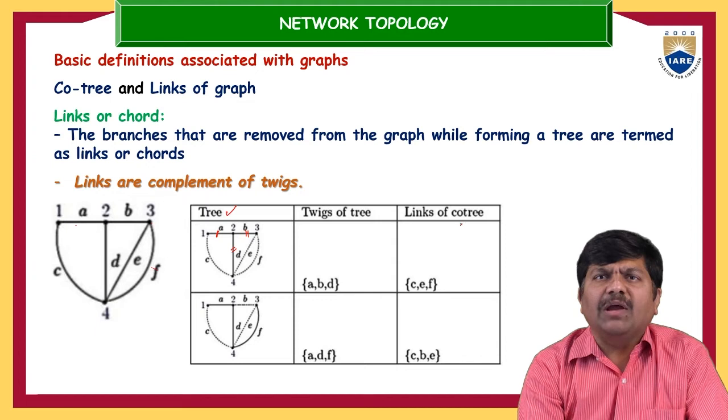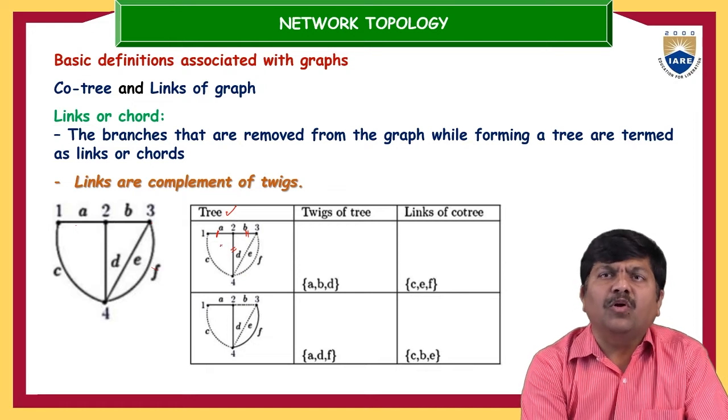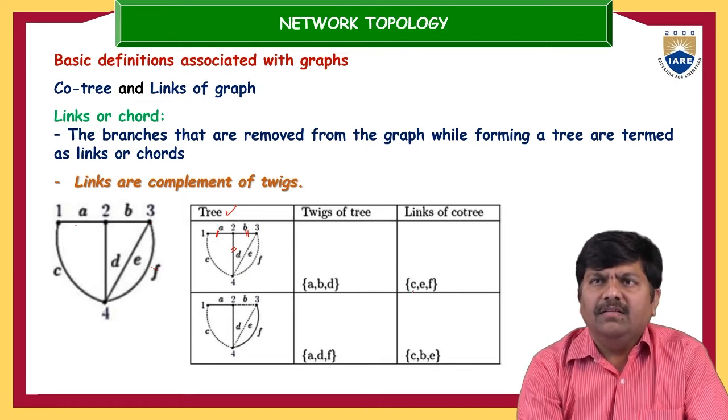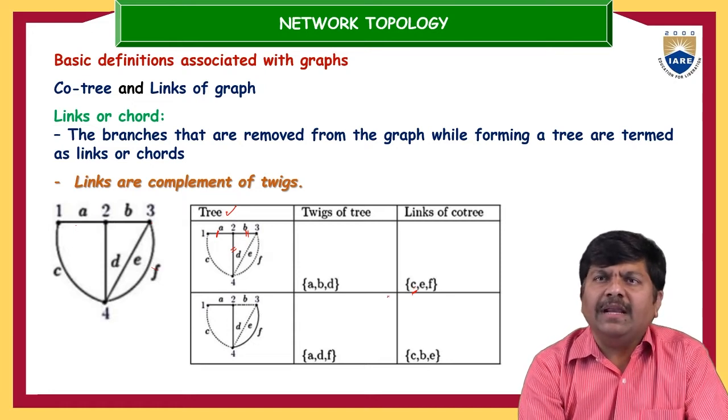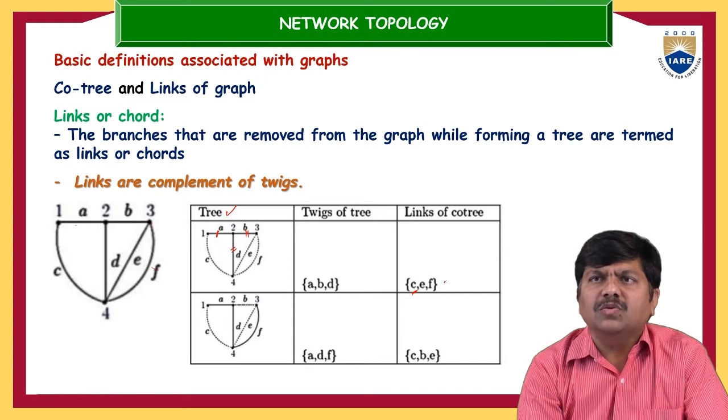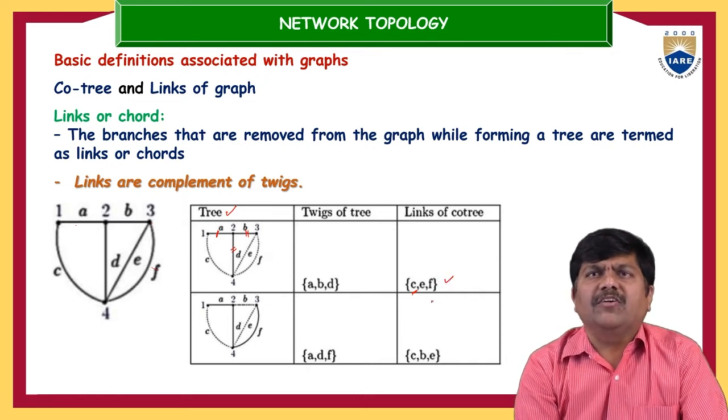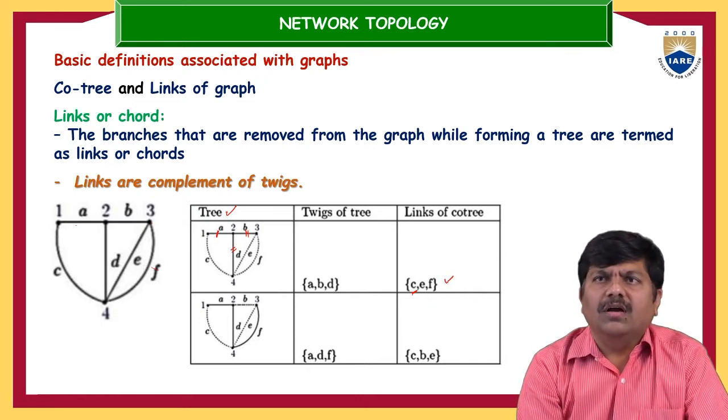So what are the elements we have eliminated? Suppose if C is added to this tree, what happens? We are going to see one closed path, so that won't be a tree. So C we have eliminated in order to avoid the formation of the closed path. And next one is E, also we have to eliminate, and F also we have to eliminate. So this is nothing but one set of links or one set of chords.